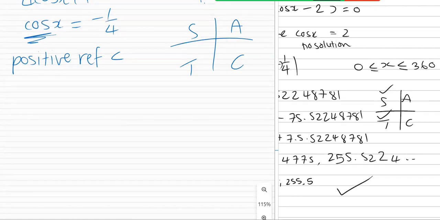So how do we get our reference angle? Well, we need an x. And so to get x on its own, you take cos to the -1 of the other side, -1/4.